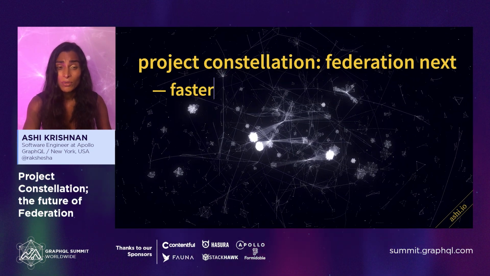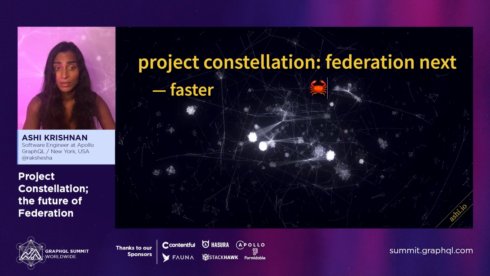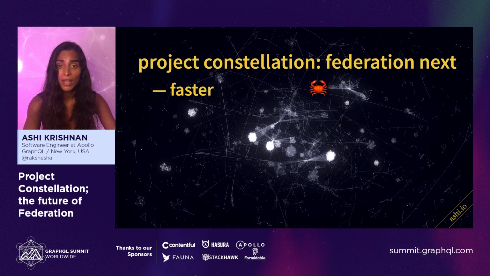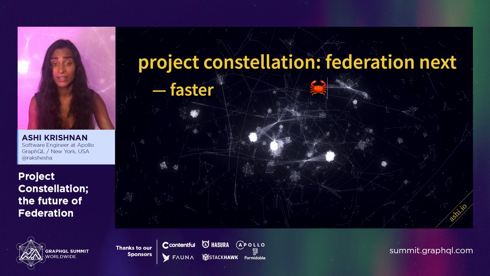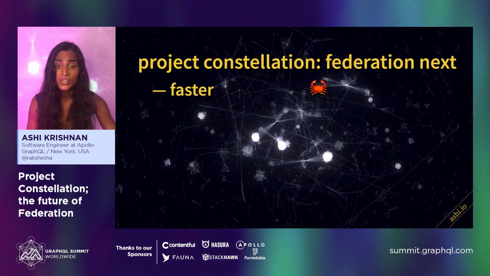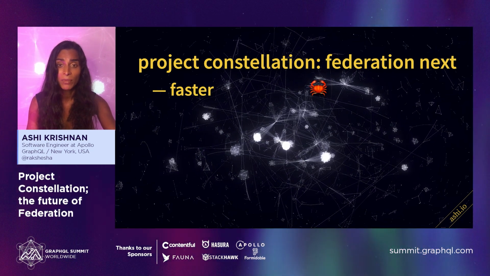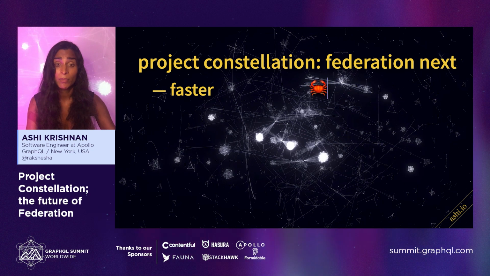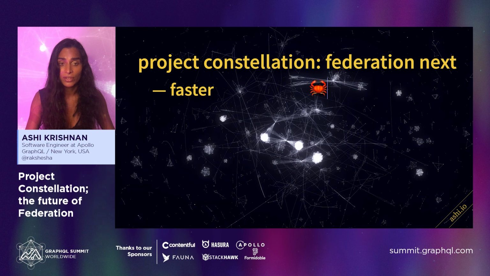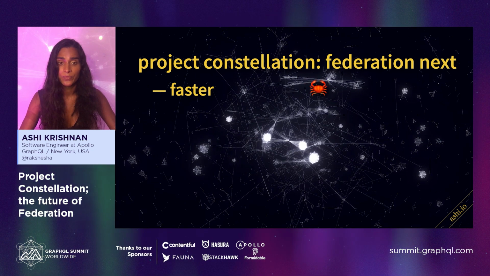One, we knew we wanted it to be faster. To that end, we're rewriting the query planner in Rust. Now, this doesn't mean that you have to write anything in Rust. It also doesn't mean that we've given up on JavaScript. Our intention here is to provide a drop-in replacement for the current query planner within Apollo server. When it's ready, all you'll have to do is update your gateway to get the benefits.